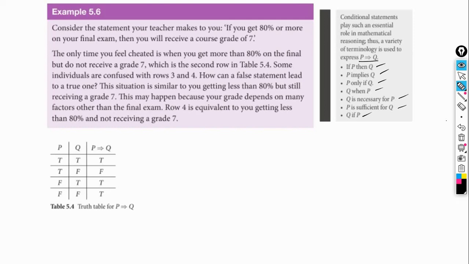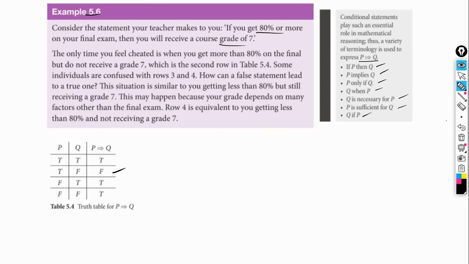Now let's focus on example 5.6. Consider the statement your teacher makes to you. If you get 80% or more on your final exam, then you will receive a course grade of 7. The only time you feel cheated is when you get more than 80% on the final, but did not receive a grade 7, which is precisely the second row in table 5.4.